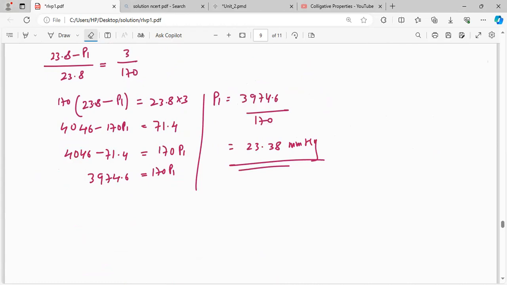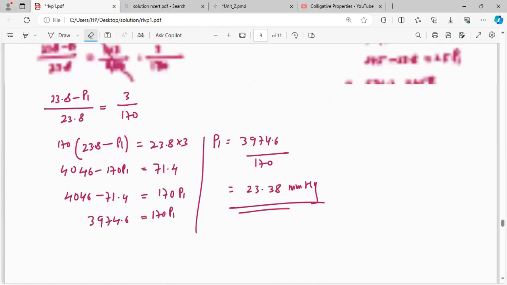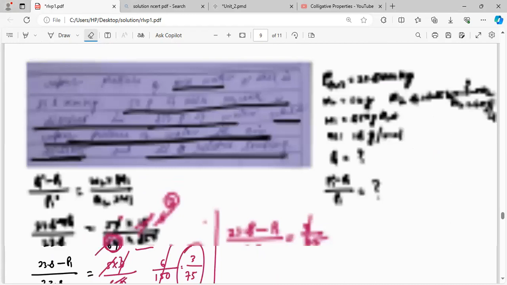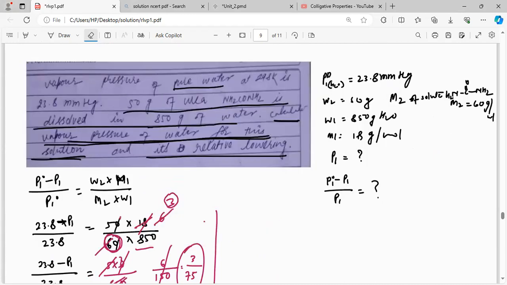Okay. Now there is one more thing they are asking. P1 we got, and they are also asking for the relative lowering of vapor pressure. Relative means ratio. So you see, P1 naught is already 23.8, P1 just now we got 23.4, divided by 23.8. So how much is it going to be? I don't know, we are doing this correctly now.